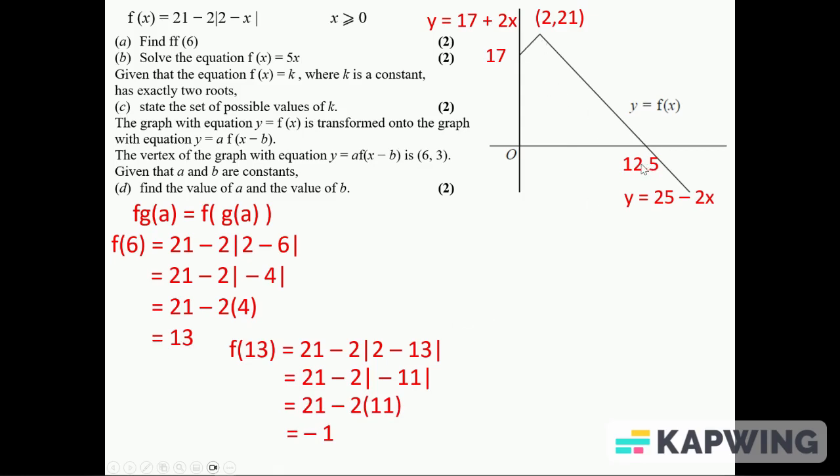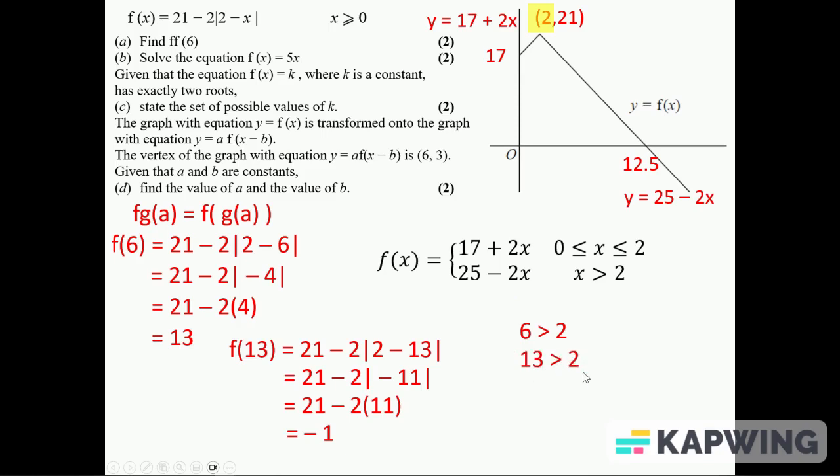Looking at the graph, though, we can look at it as a piecewise function, where for the first part of the graph, between 0 and 2, the graph is 17 plus 2x, and then it's 25 minus 2x after that. We're looking at values that are bigger than 2 because we're putting 6 in, which is bigger than 2, so we just stick into this one. So 6 is bigger than 2. 13 as a result is bigger than 2. So we just put 6 into this one and do 25 minus 12, which is that 13, and then 25 minus 2 lots of 13, which gives us that minus 1, instead of doing all this.